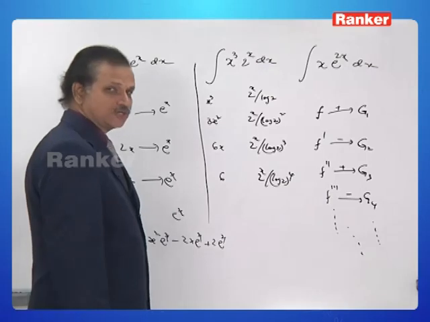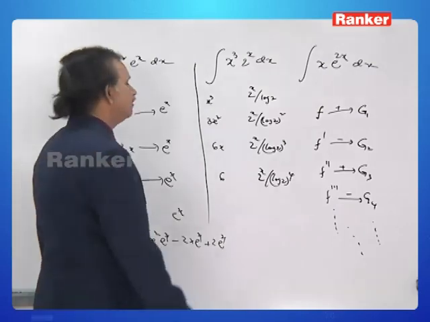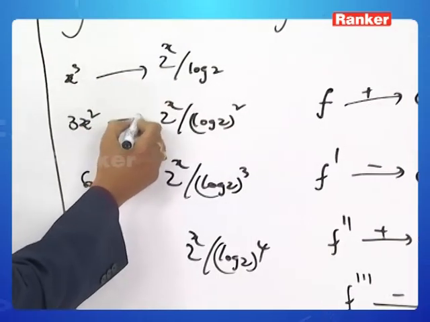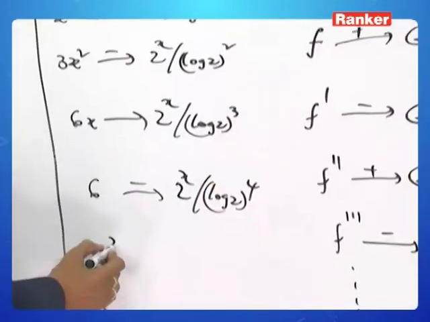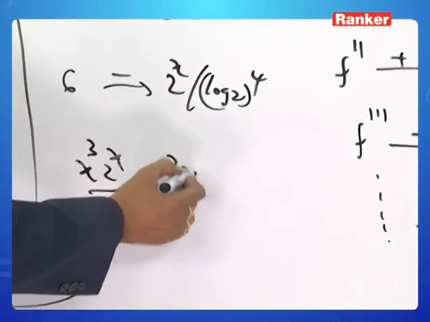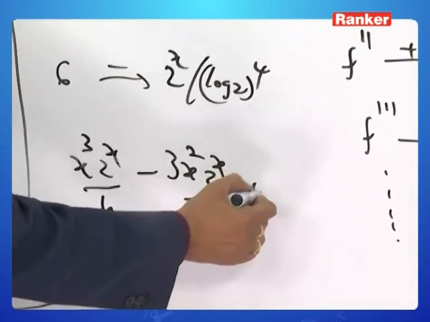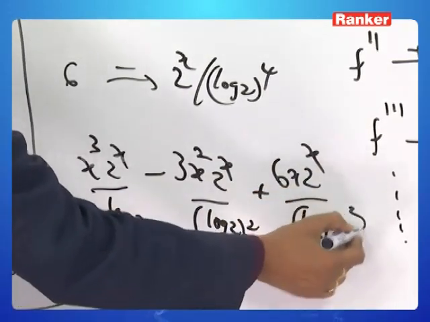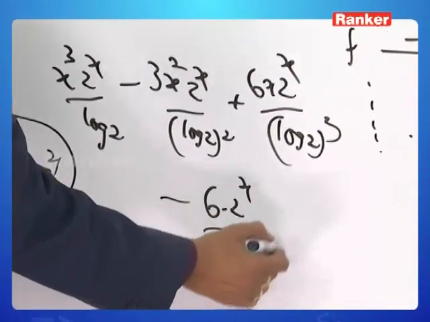Stop. Why should you stop there? Because derivative of 6 is 0. It is a waste matter to consider. Come on. Let us construct the answer. This product minus this product plus this product minus this product. What is that? X cube into 2 power x by log 2 minus 3x square into 2 power x by log 2 whole square plus 6x into 2 power x by log 2 whole cube minus 6 into 2 power x by log 2 whole power 4 plus.